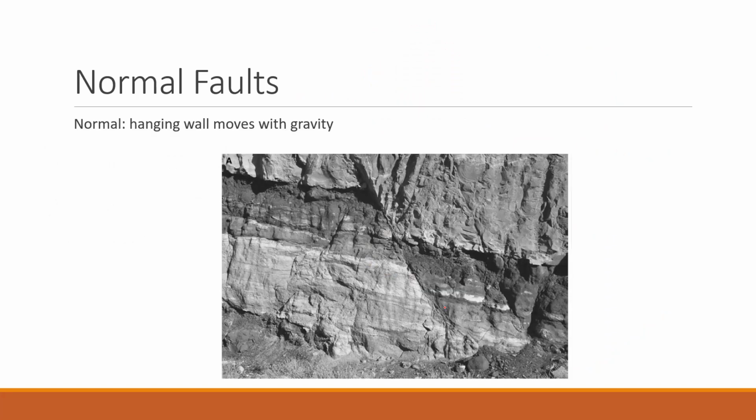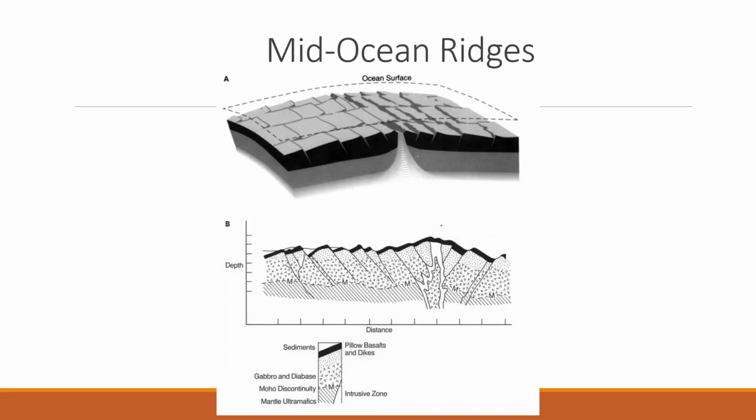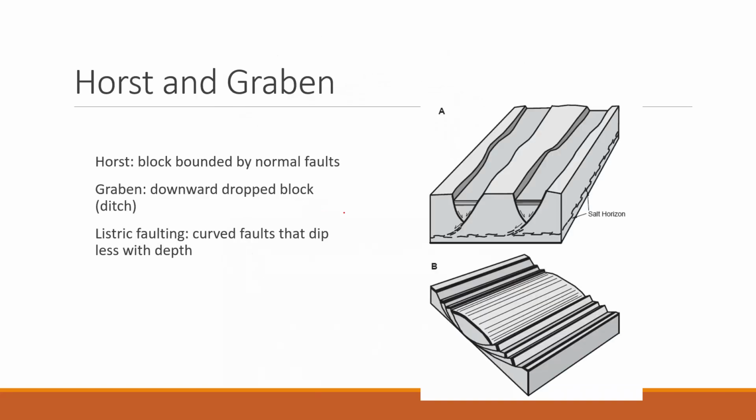So in normal faulting, the hanging wall moves down with gravity. So this used to be connected to that, and it's moved down. These are very common at mid-ocean ridges because we have extension at mid-ocean ridges, because remember what's happening is we are spreading the ocean crust. So normal faulting is very common at mid-ocean ridges and continental rifts as well.